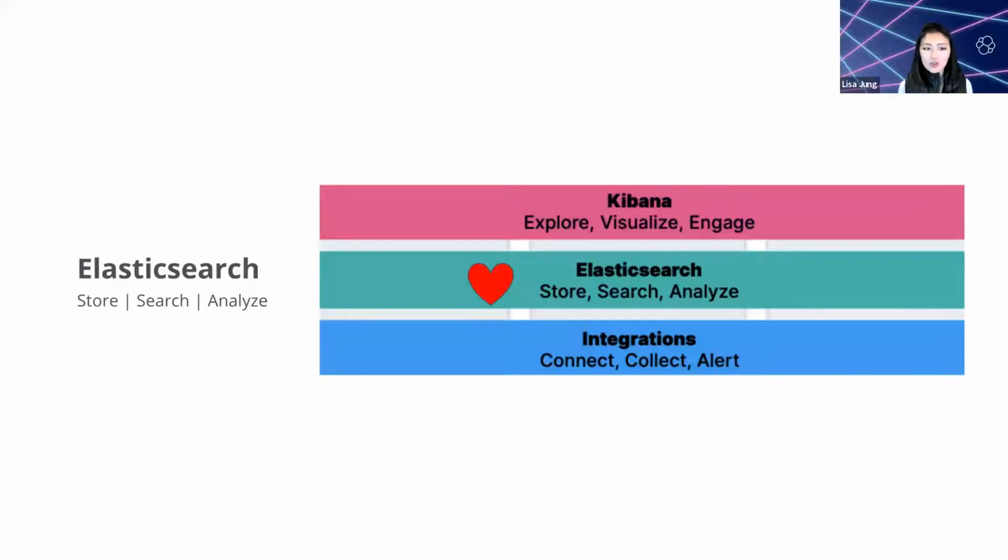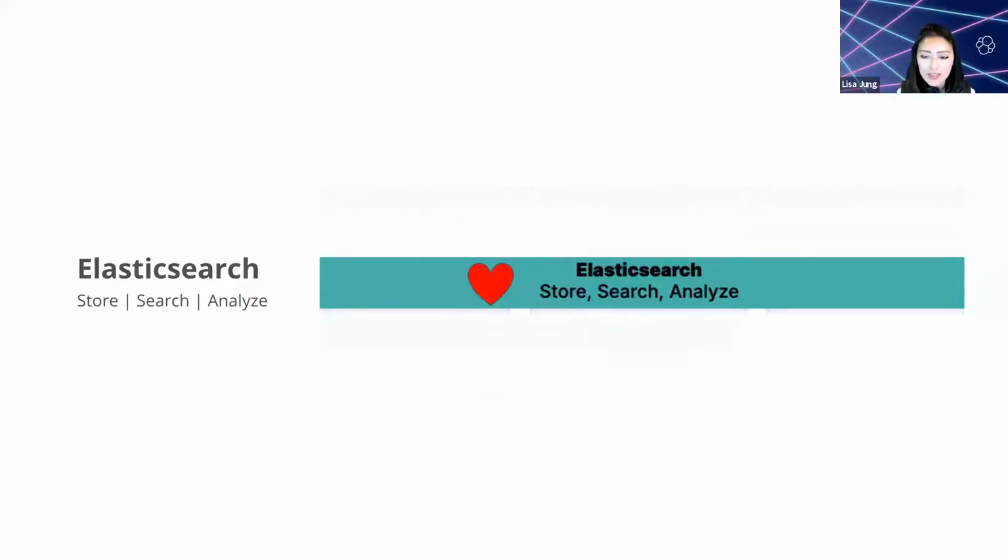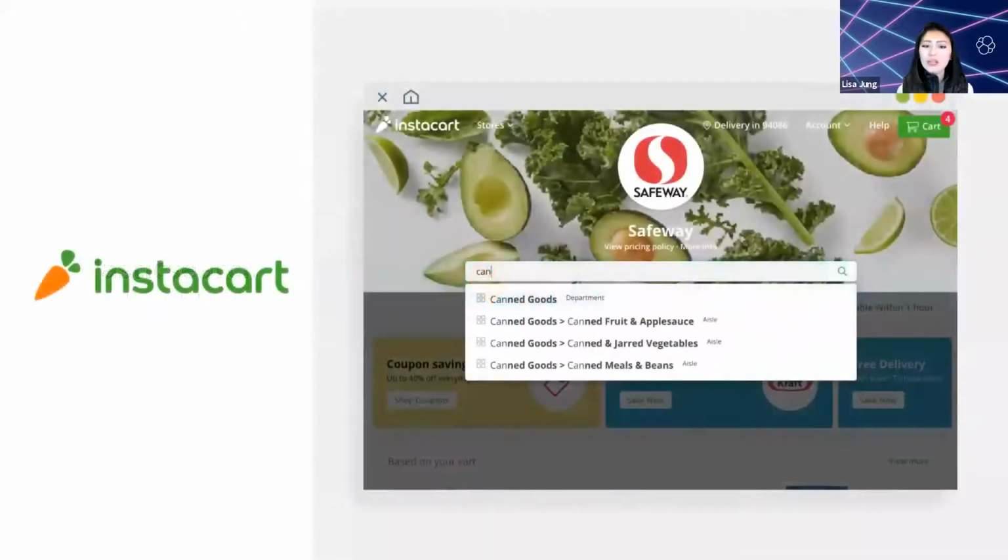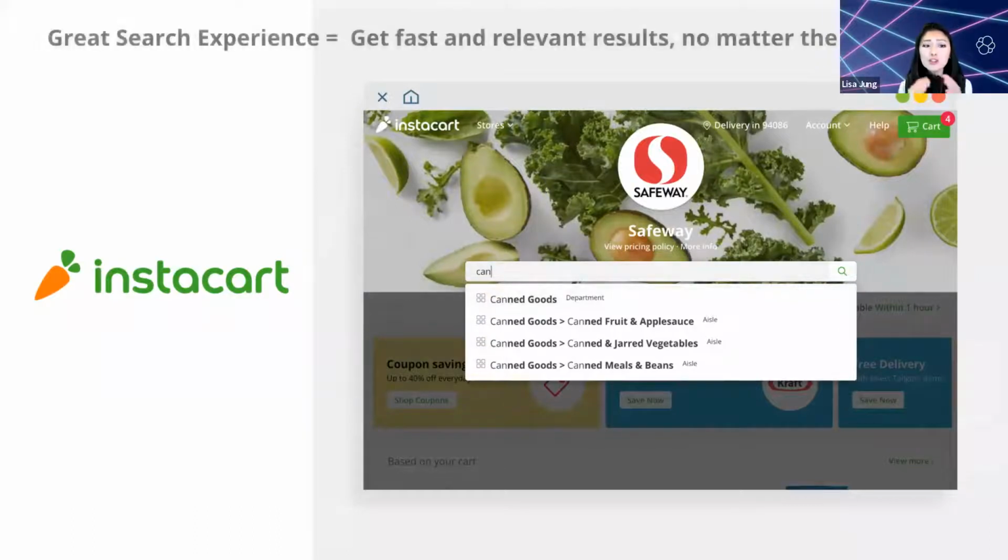So Elasticsearch is known as the heart of the Elastic Stack, and this is where you can store, search, and analyze your data. So let's go over a scenario where Elasticsearch may come in handy. Now imagine you're a lead developer responsible for building and maintaining an online grocery shop. And using the search bar, millions of customers will be searching for products that they want to buy. Now, a great search experience is key to have your customers to buy and keep coming back to your platform. And we want the customers to get fast and relevant results no matter the scale.